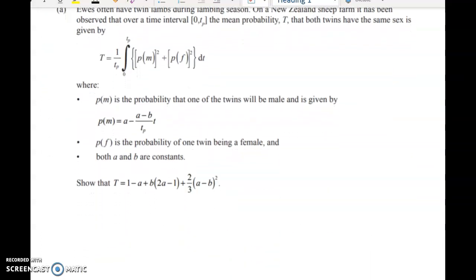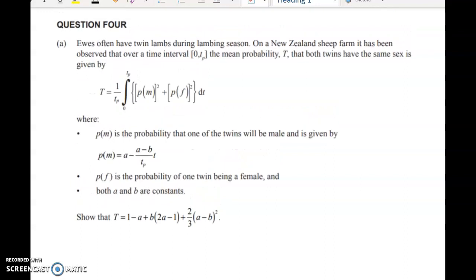So I know you didn't come to talk about sheep, you came to look at some equations. We're told that ewes often have twin lambs during lambing season, and on a New Zealand sheep farm, it's been observed that over some time interval, between 0 and TP, the mean probability that both twins have the same sex is given by this thing here.